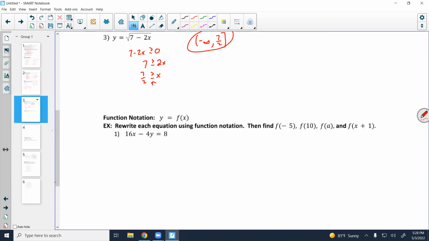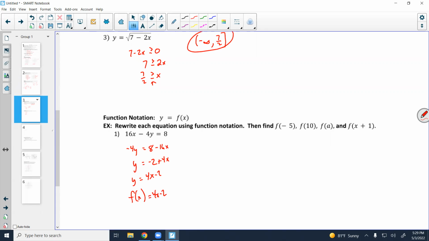So function notation is y equals f of x. So what we need to do here is solve for y. If I subtract 16x from both sides, I have negative 4y equals 8 minus 16x. Divided by negative 4, I get y equals negative 2 plus 4x. Maybe we make that a little prettier and say 4x minus 2. Then we change it to f of x equals 4x minus 2.